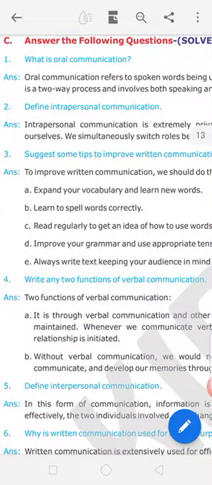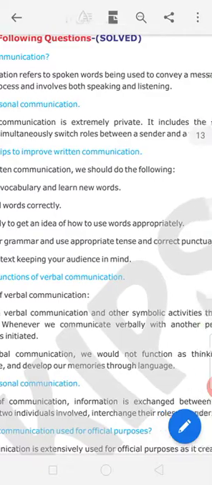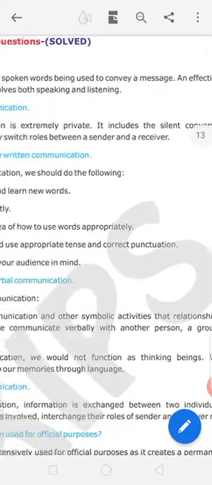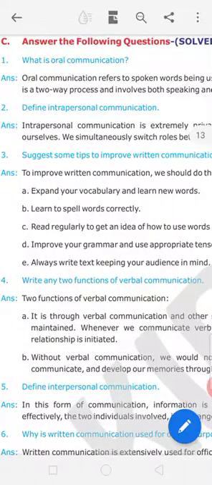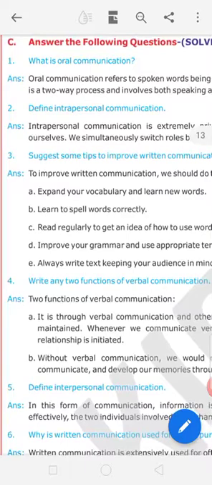All of you can take a screenshot. What is oral communication? I will give you the answer. Oral communication is being used to convey a message, and effective oral communication is a two-way process and involves both speaking and listening.